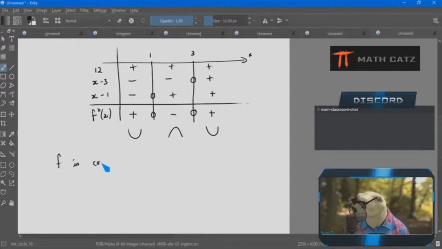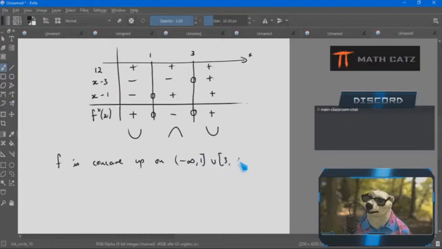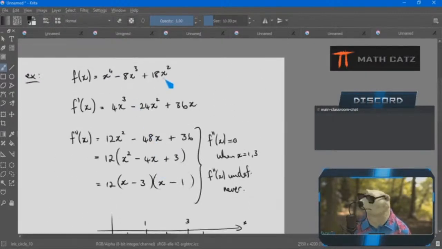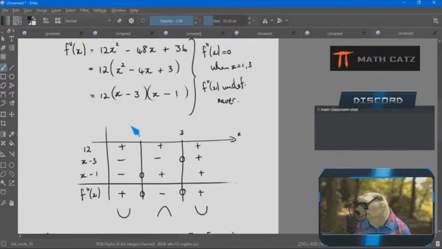F is concave up on negative infinity to 1, as well as 3 to infinity. Same rules for including the endpoints, because I have a polynomial. It's defined for all x values, which means I have y values here. I'm not going to bother calculating them. Plug it into your calculator, you get an answer. Do I have an answer? I actually do. Wow, look at me. I just didn't want to waste time to calculate it now.